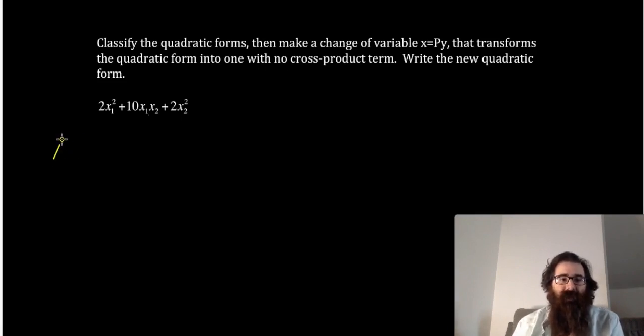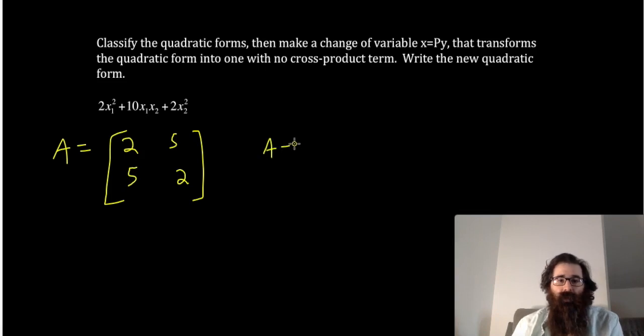Let's build our matrix A to start. So I have a 2x1 squared, I have a 2x2 squared, and then splitting my cross product term's coefficient, which is a 10, for x1, x2, I have to split it 5 and 5. And we want A minus lambda I, so subtracting lambda on the main diagonal.